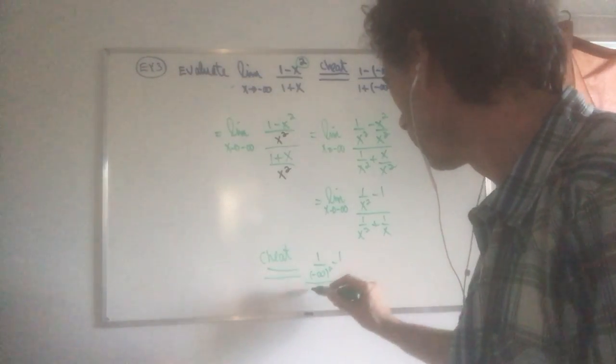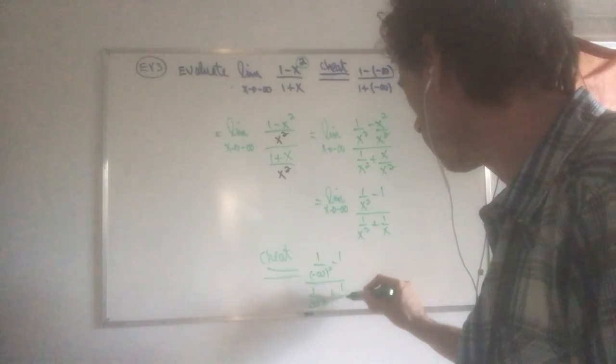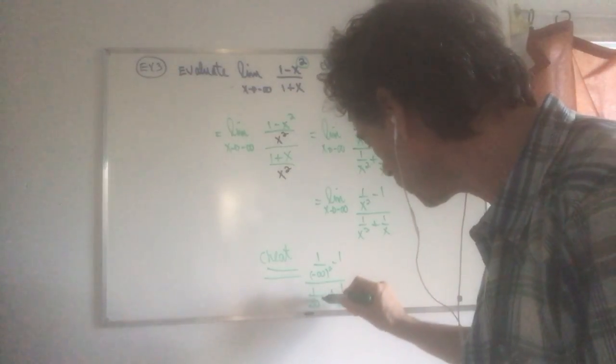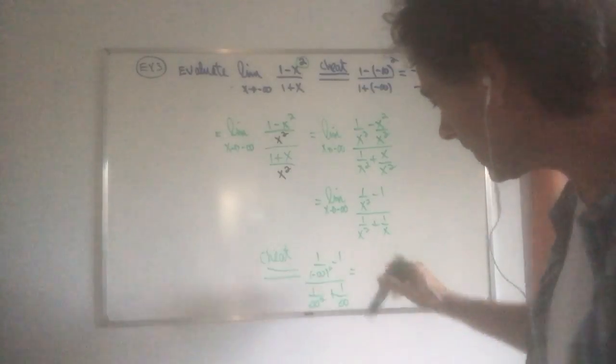Minus 1 over infinity squared plus 1 over infinity. That should be a squared; it looks like a 2. Let's do this right.